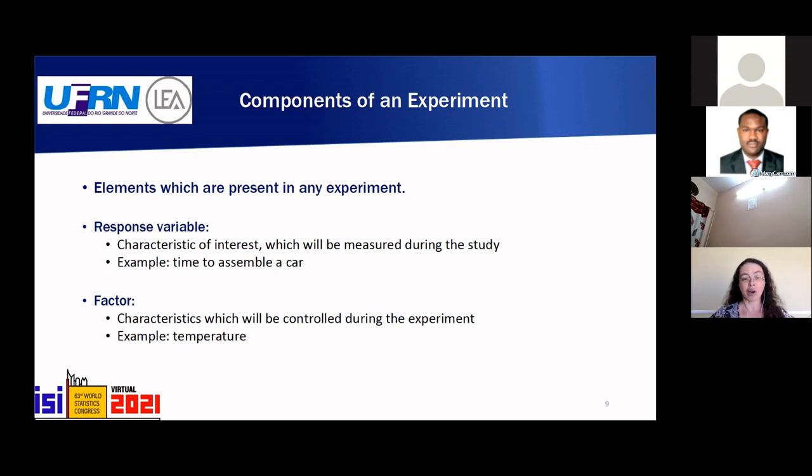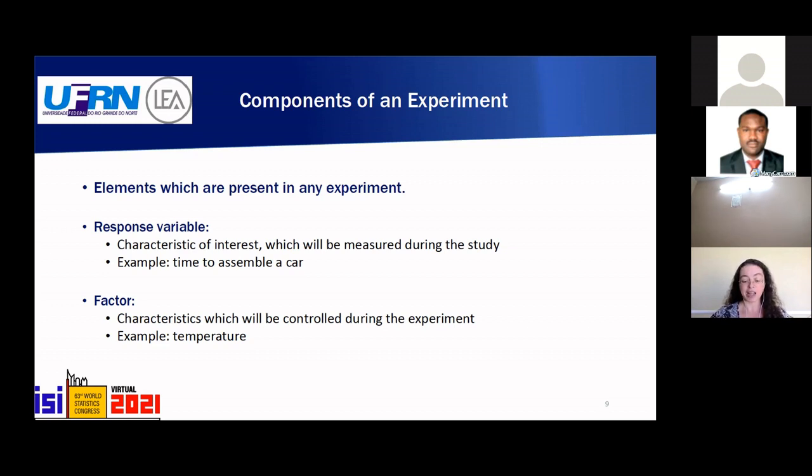Another key component of an experiment is the factor. That is the main point. The factor is the one that we control. It's the variable that you are controlling. In this example, it's the temperature. So we can set the values of the temperature. The values that the temperature will be assuming in the experiment are called levels.